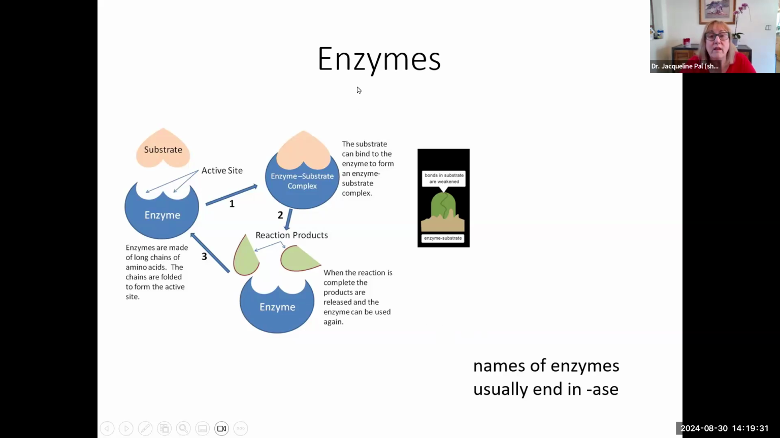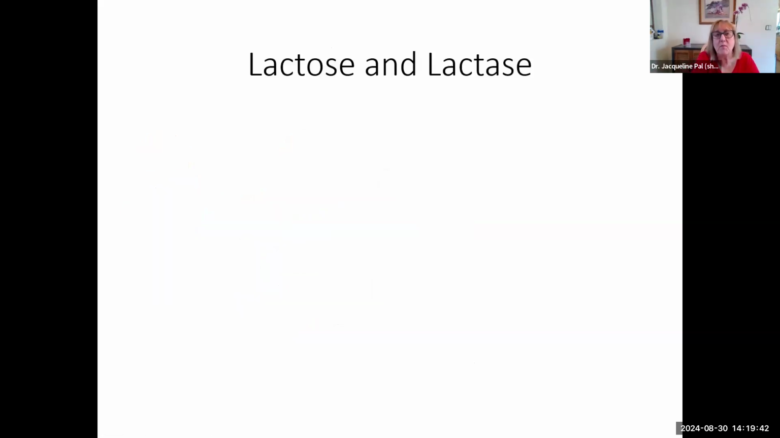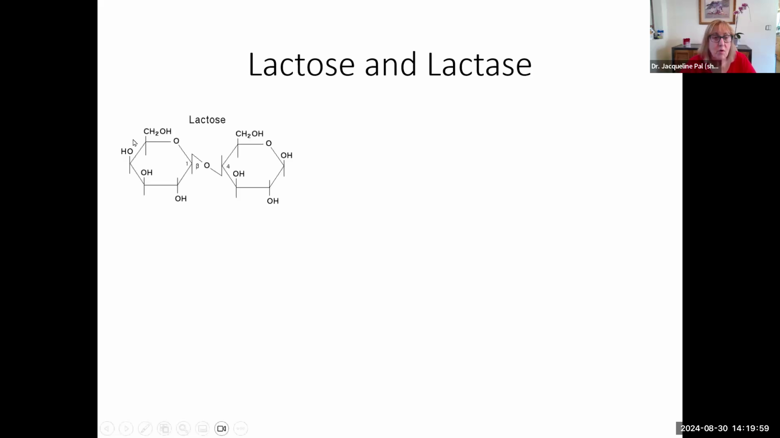Okay. So when we're looking at enzymes, they usually end in ACE, A-S-E. So let me talk about a really common enzyme you may know about, lactase. And lactase is the enzyme that breaks down lactose. And as you recall, ose is a sugar. So lactose is the sugar broken down by the enzyme lactase.